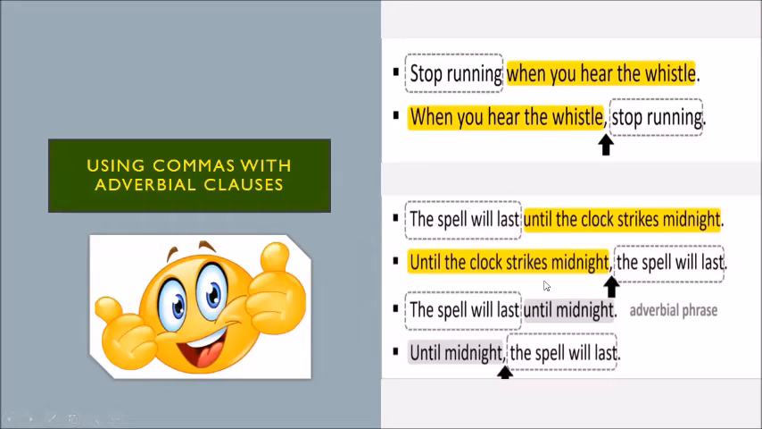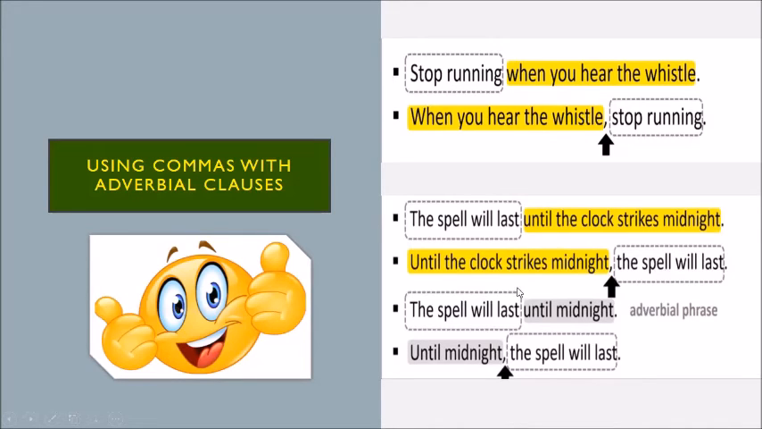And we need to take into account that we have the adverbial phrase, which is going to be different from an adverbial clause. As we saw in this explanation, an adverbial clause has a subject and a verb. An adverbial phrase, no. Check this example. The spell will last until midnight. Okay, we have a subordinating conjunction, but we don't have any subject or any verb. We have another word, until midnight.